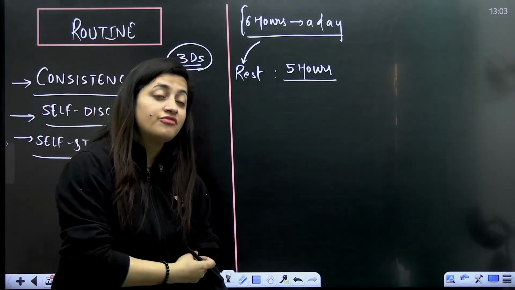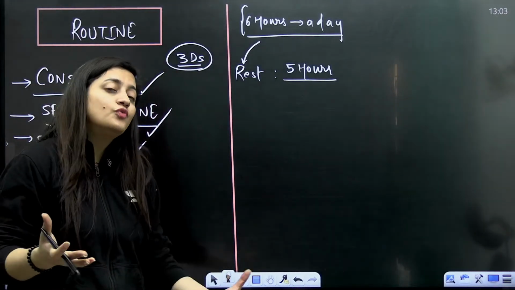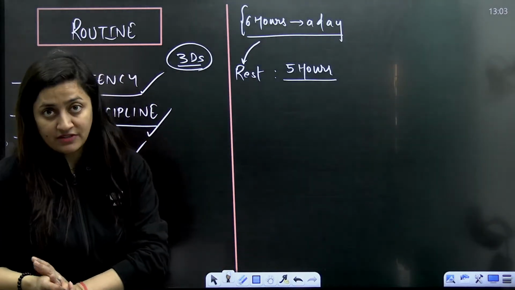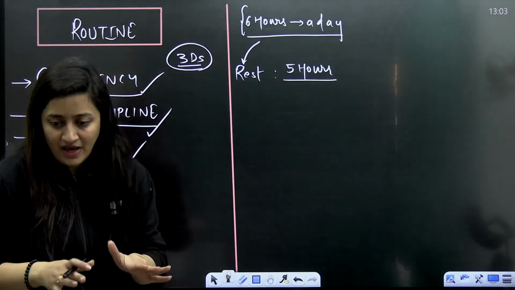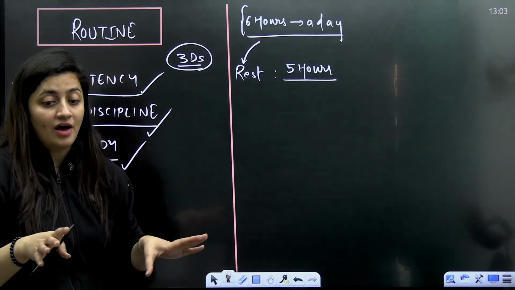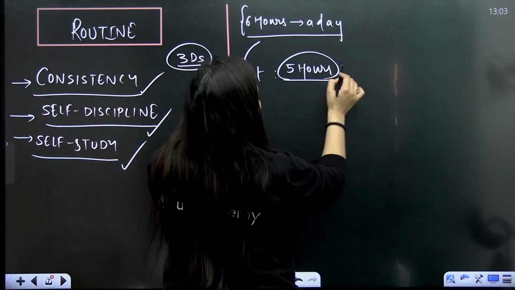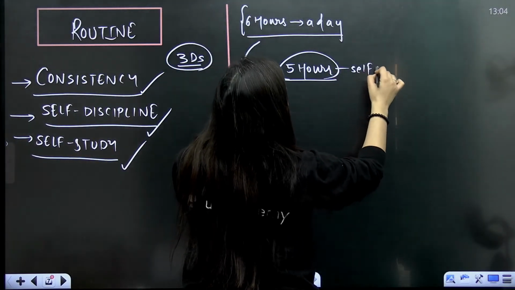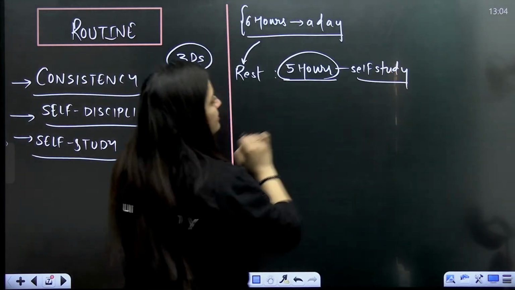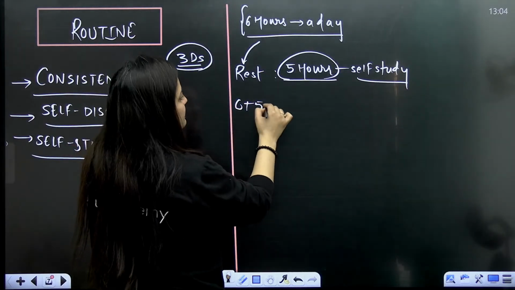And even if you're going to school, then of course you will have comparatively less time for self-study. This is something that you have to manage. So let's suppose 6 hours a day classes are there, you're not going to school, you will have 5 hours for self-study only. So 6 plus 5, it's still 11.